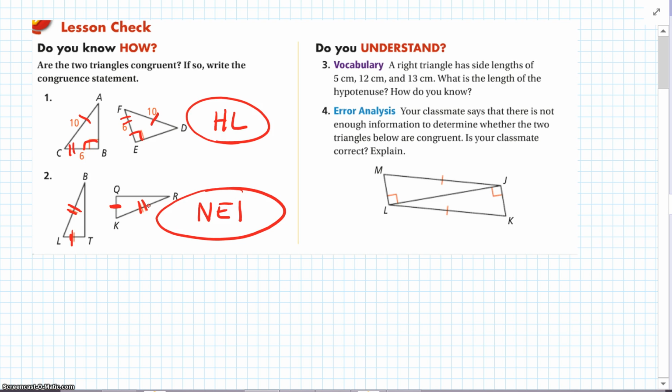Okay? That is it for lesson 4.6. Again, right triangles, hypotenuse-leg theorem. We're looking for three criteria. They're both right triangles, their hypotenuses are congruent, and their legs are congruent. That concludes this lesson.